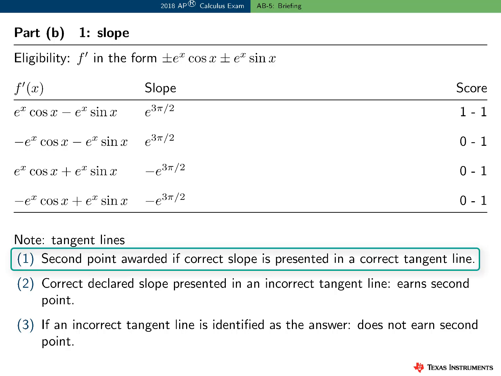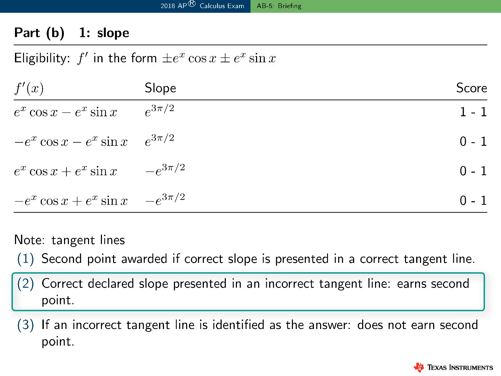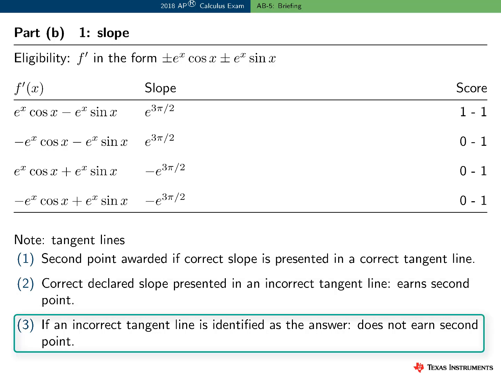First, the second point was awarded if the student used the correct slope in the equation of a correct tangent line. If the correct slope was declared, say m equal e to the 3 pi over 2, and used in an incorrect tangent line equation, the student earned the second point. However, if the student declared the correct slope and then clearly identified an incorrect tangent line equation as their final answer, they did not earn the second point.